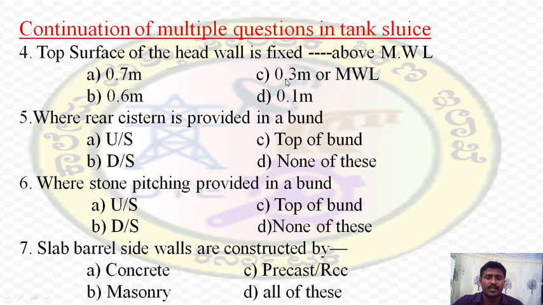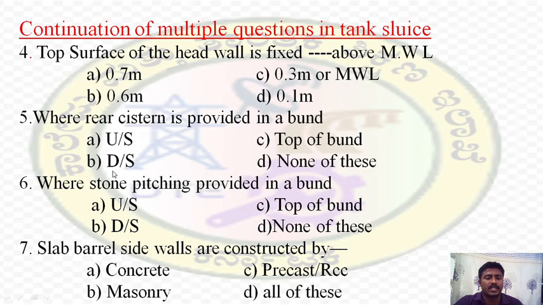So next question, where are the cisterns provided in a bund? Option A upstream, option B downstream, option C top of bund, option D none of these. Answer is B, that is the downstream side. So here the cistern is provided on the downstream side of a bund.